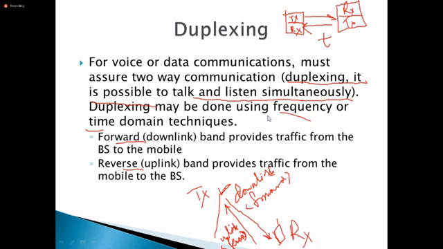Duplexing means, in the beginning of communication systems when you study, we always study about simplex communication, duplex and half duplex, right? So duplexing means the technology associated with communicating between two ends at the same time. How do you communicate between two ends at the same time in both directions? That is duplexing, right?